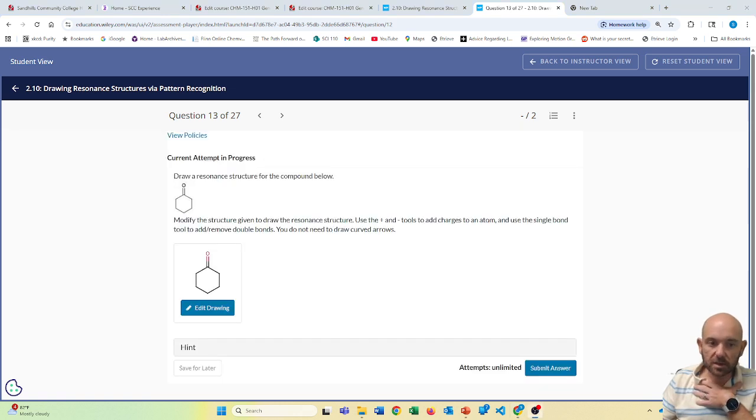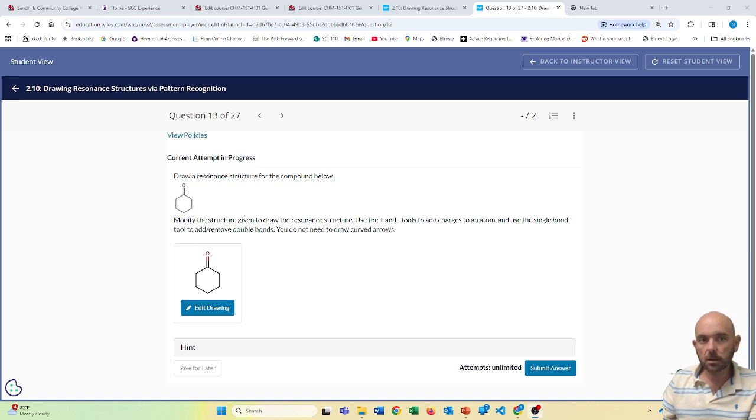Question 13 has the same pattern, so pi bond between atoms of differing electronegativity, and you just have to draw the result of the resonance action. So think about what the arrows would do and draw the result of you putting those arrows on that molecule to get the right answer there.